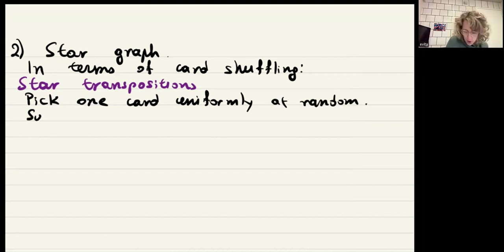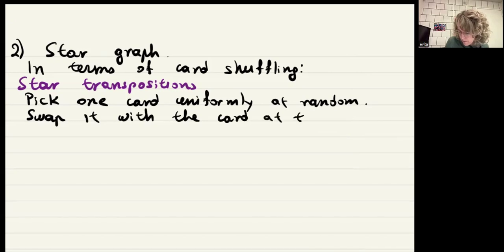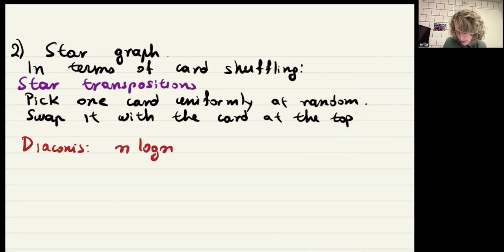And we swap it with the top card. Okay, and if we want to ask again how long it takes to shuffle the deck this way, Diaconis used the work of Flatto, Odlyzko, and Wales to prove that it takes n log n steps to shuffle the deck. So these are the main two models that I'll be talking about, the random transpositions and the star transpositions.